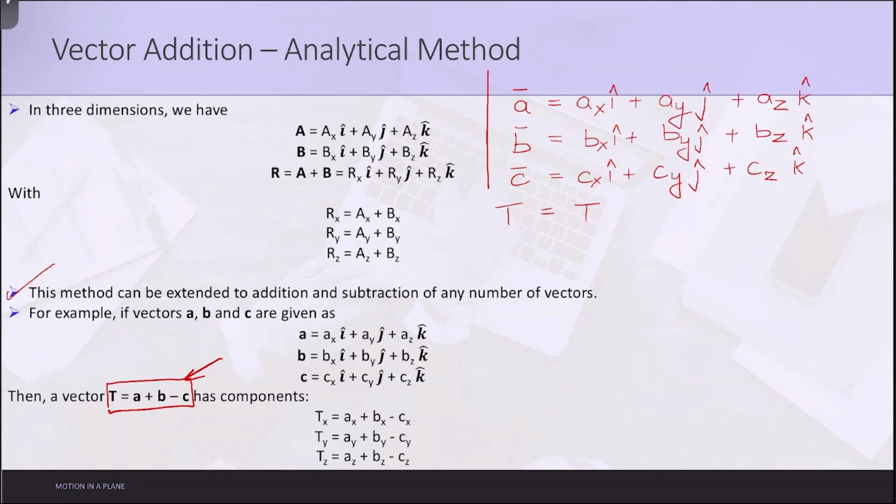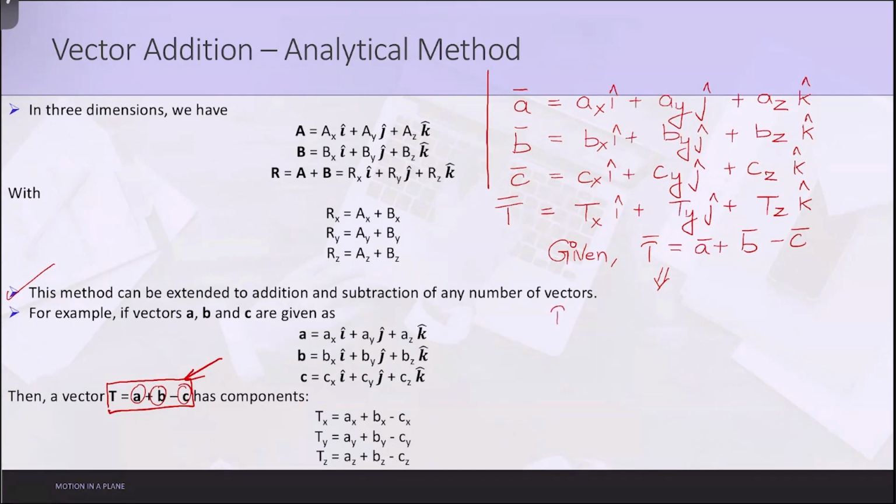So we need to find some vector t. This vector t can be denoted as tx i cap plus ty j cap plus tz k cap. It is given in the discussion that t bar is equal to a plus b minus c. Everything written here is in bold, but I cannot write in bold again and again, that's why I'm using the bar notation. Therefore, we will just add the components of a, b and minus c. Please remember it is minus c here.